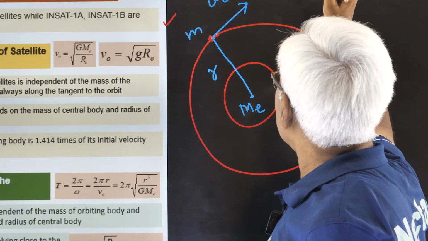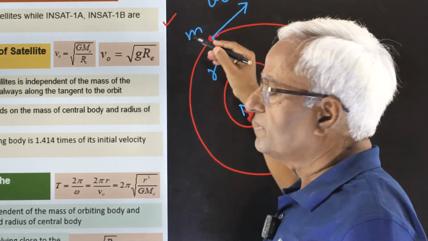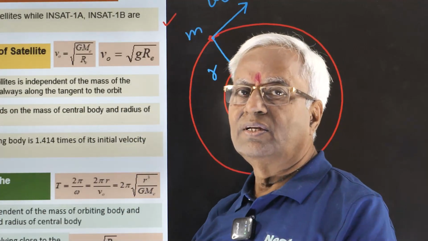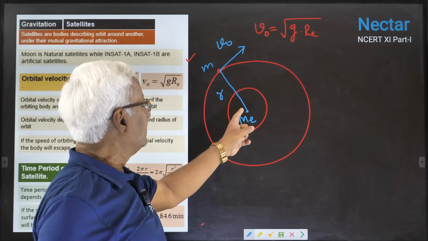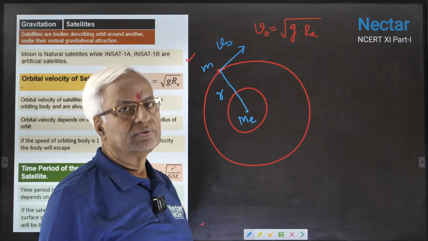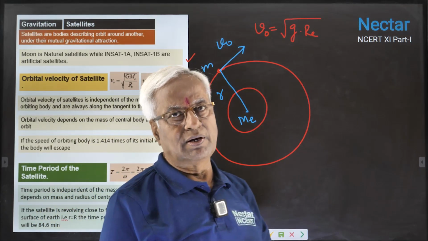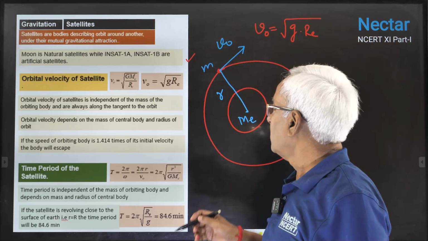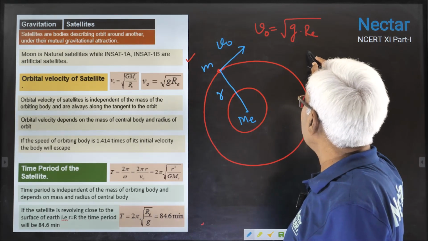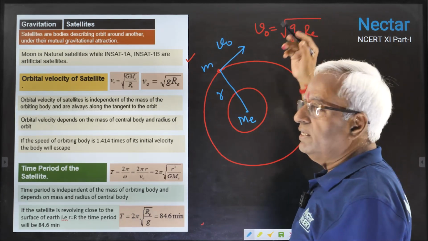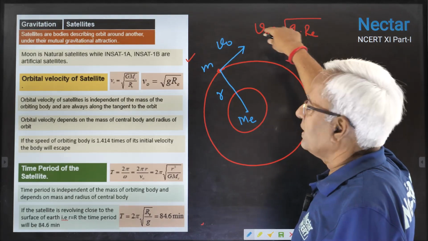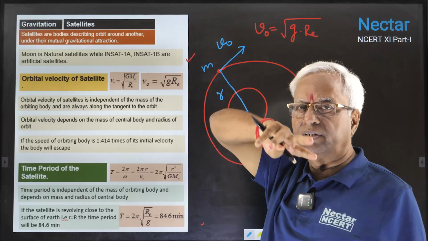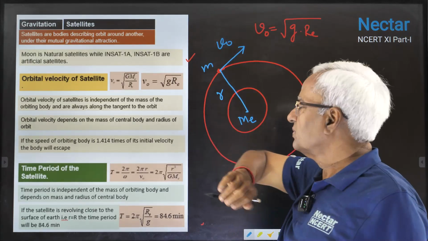Orbital velocity does not depend on the mass of the satellite. It depends on the mass of central object and this radius. If the orbital velocity is considered for Earth satellite, it comes out to be root gR_E, about 7 km per second. But this formula is applicable for the orbit having a smaller radius.